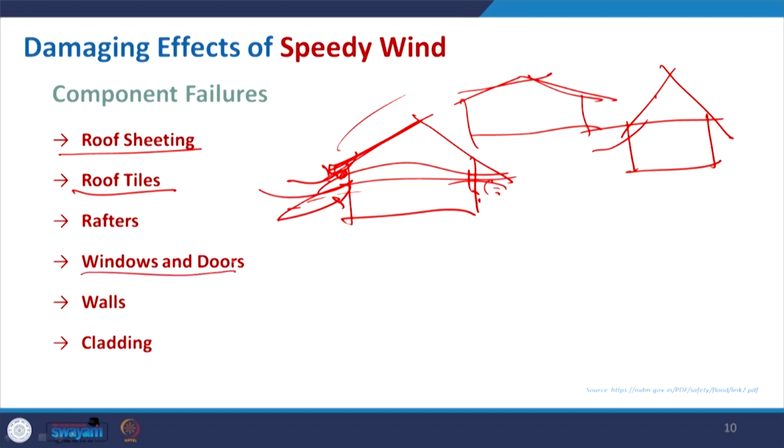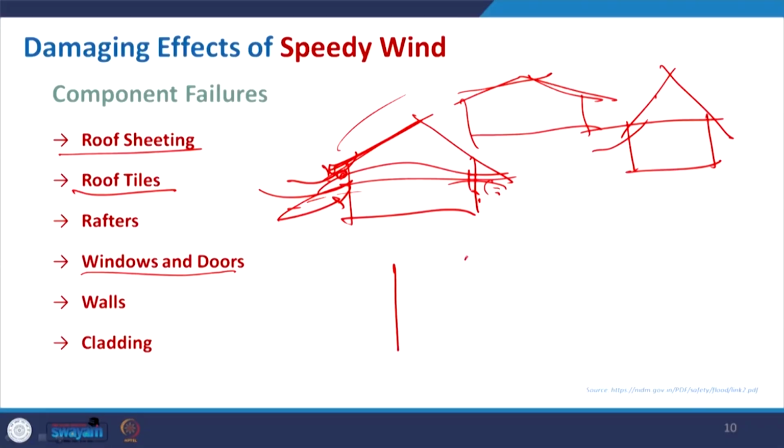Then doors and windows, definitely if they face the wind direction. Suppose this is your building and here you have your window position, and maybe there is a door, and the wind is blowing like this. Sometimes this may get badly affected, because the storm may also carry other debris, like we have seen in the case of the tornado. In many instances you can also browse the internet to see this kind of devastating effect. So, that may damage the windows and doors.